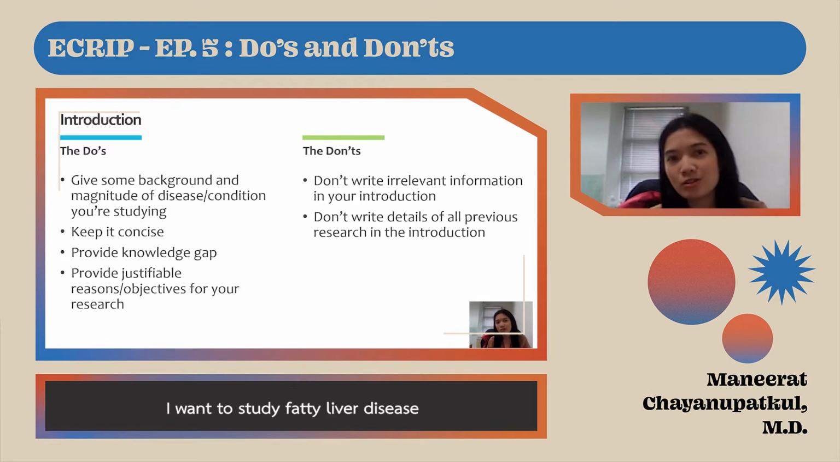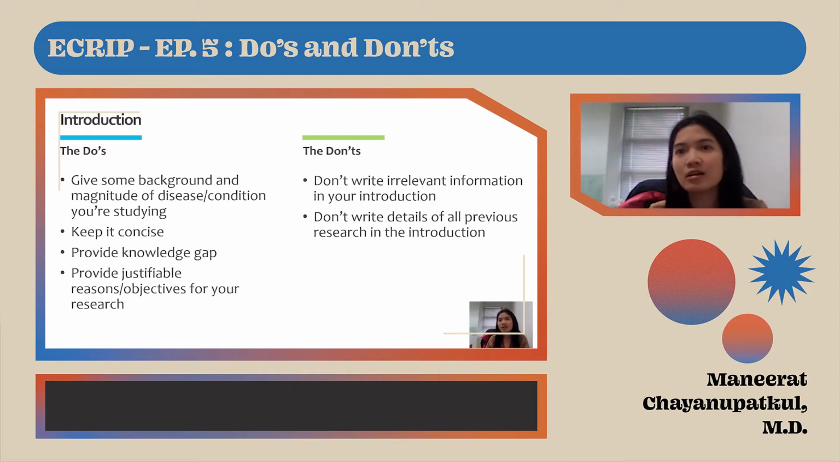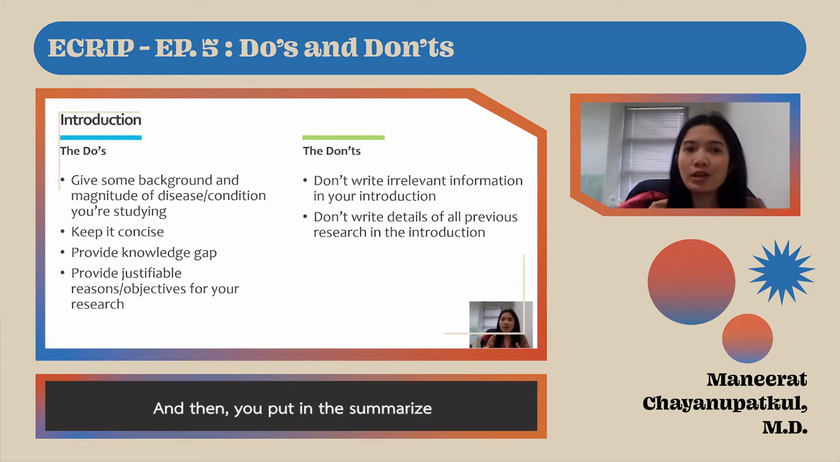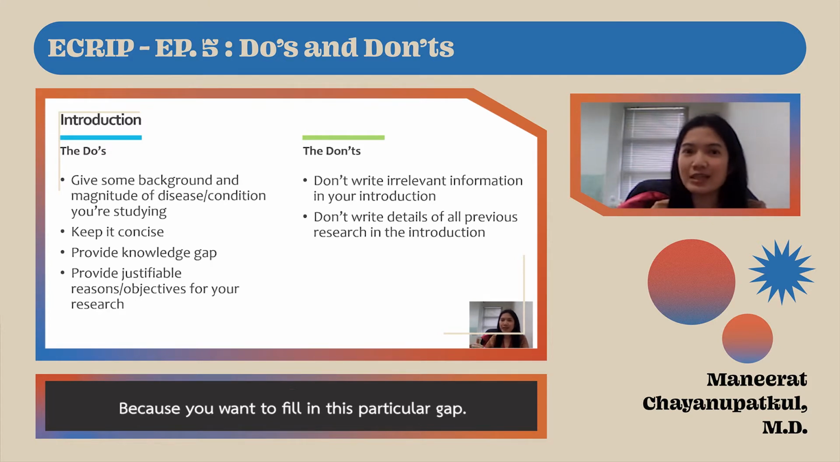For example, I want to study fatty liver disease. I put in a little bit of the prevalence of the disease, and the outcomes of the disease, like leading to cirrhosis, cancer, death. And then you summarize what studies have been done before. And then you provide a knowledge gap, like, okay, we know about this and we don't know yet about this. And then you put in your research objectives in that gap. And you say why it is important that you're doing this study, because you want to fill in this particular gap in this condition.